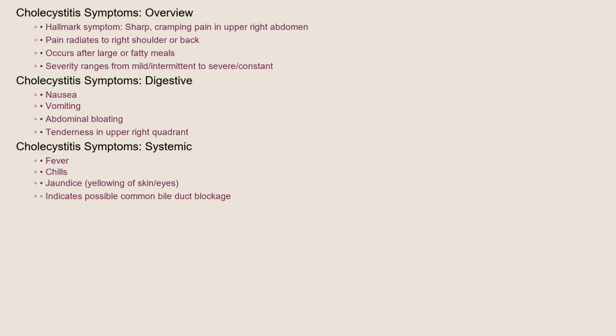The symptoms of cholecystitis can vary, but the hallmark symptom is usually a sharp, cramping pain in the upper right abdomen. This pain often radiates to the right shoulder or back. It typically occurs after eating a large or fatty meal. Other common symptoms include nausea, vomiting, fever, chills, abdominal bloating, and tenderness to the touch in the upper right quadrant of the abdomen. In some cases, jaundice, a yellowing of the skin and eyes, may also occur, particularly if the common bile duct is blocked. It's important to note that the severity of symptoms can range from mild and intermittent to severe and constant.